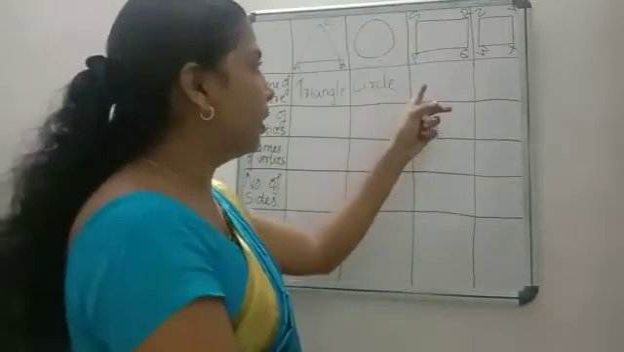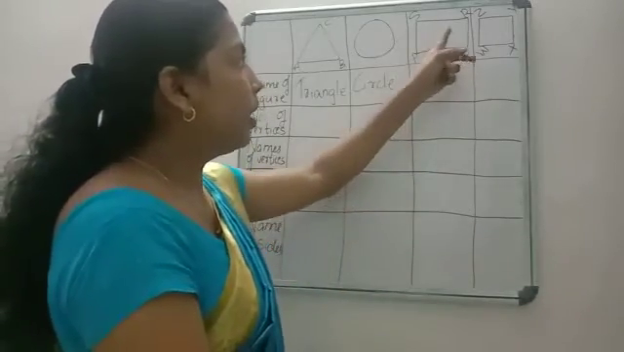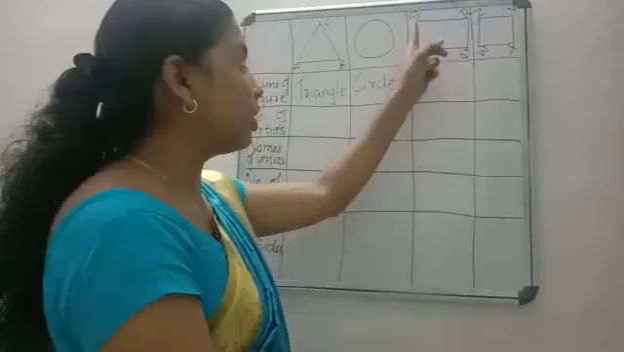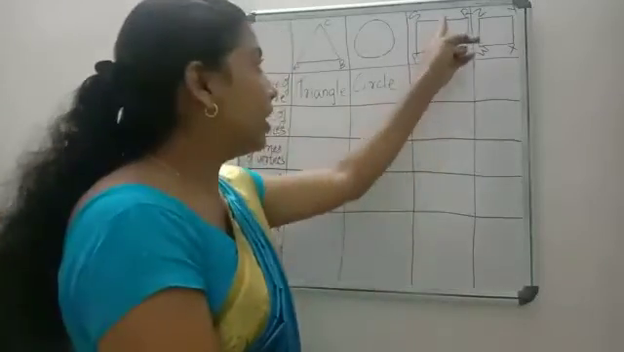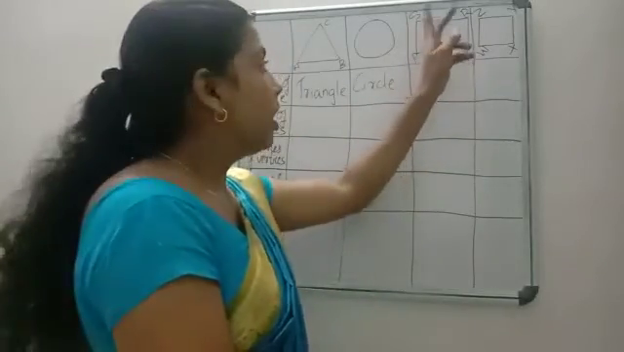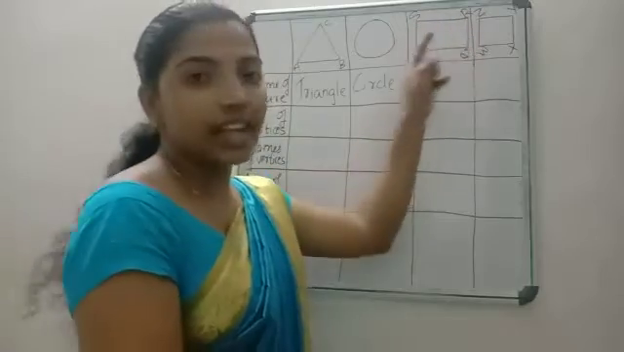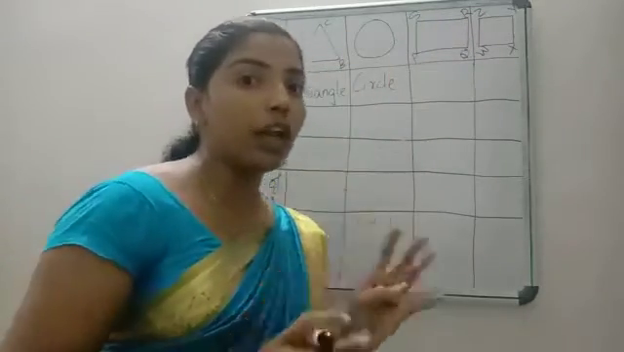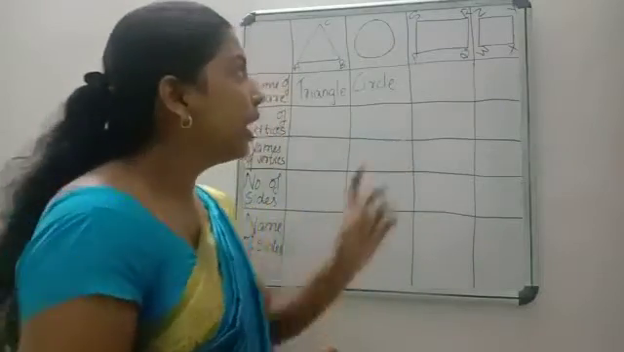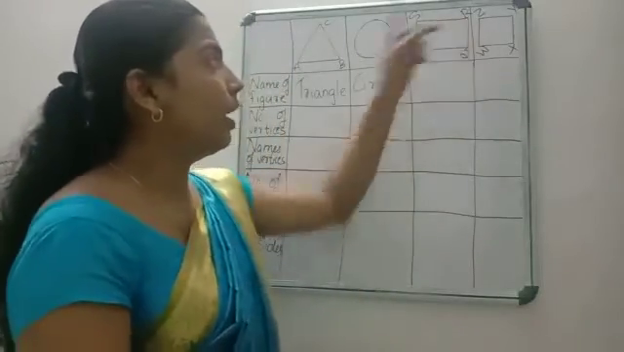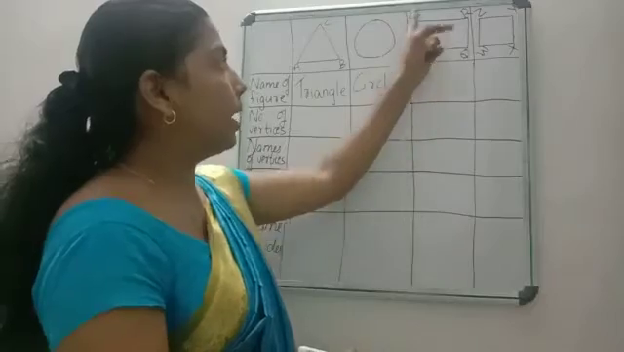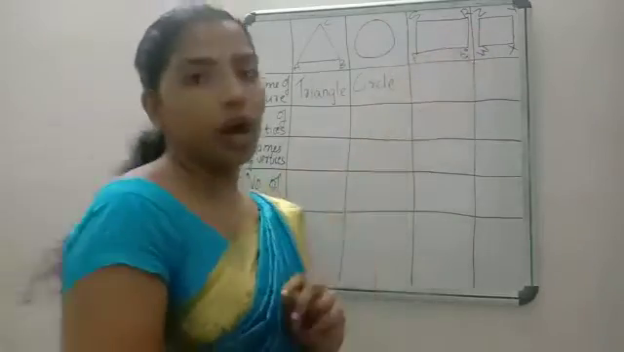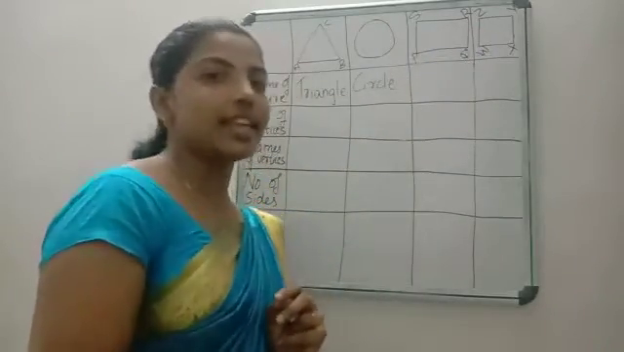Now the third figure. By looking at it we can understand that all the sides are not equal. Here it is a four-sided figure and all the sides are not equal. Only opposite sides are equal. It seems that PQ equals SR and PS equals QR. Which is that figure? Yes, it is a rectangle.